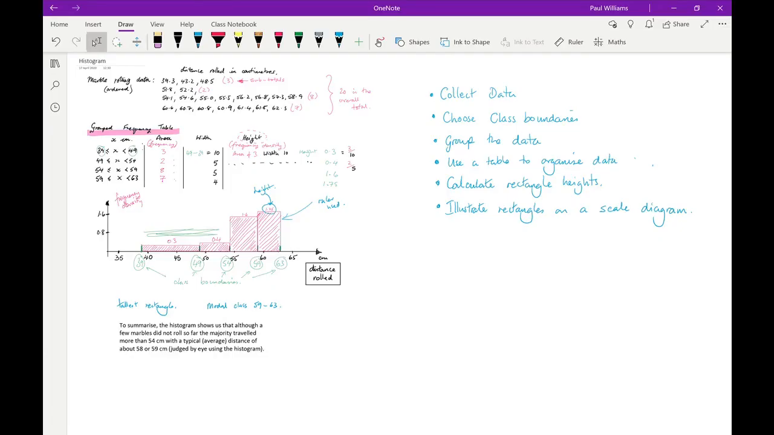On the right hand side, I've listed the steps that you should proceed through in order to complete a histogram. So collect the data, choose class boundaries, and then group the data according to those class boundaries, and then use a table to organise that data. It lines up the figures so the calculations are easier to do. Calculate those rectangle heights, and then carefully illustrate those rectangles by making sure they have the correct width and the correct height, and put them on a scale so that you have a diagram which is proportional. And that's really all there is to making a histogram.